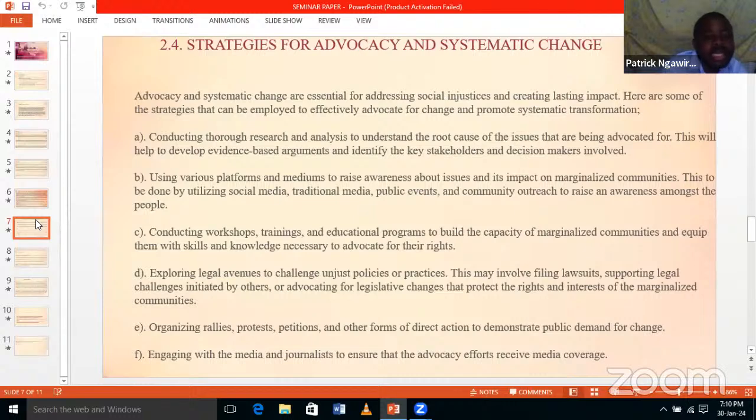And another way is conducting workshops, trainings, and educational programs to build the capacity of marginalized communities and equip them with the skills and knowledge necessary to advocate for their rights. And here, those who are engaging in advocacy and systematic change need to equip the marginalized people so that they are aware of what is happening, or know about their rights or whatever happens to them.